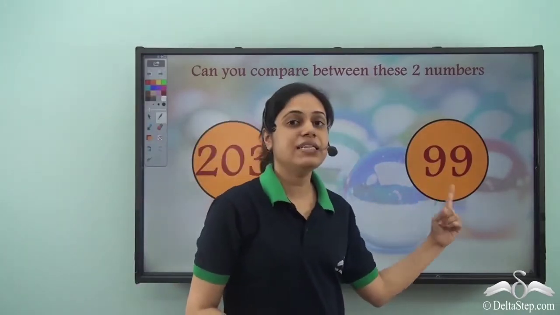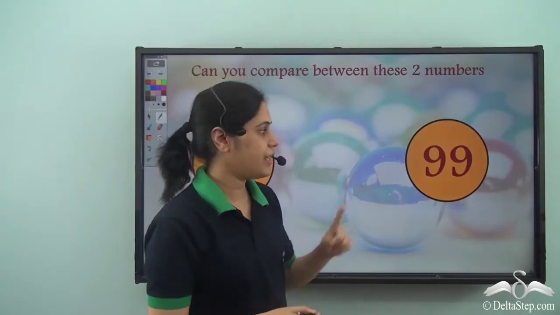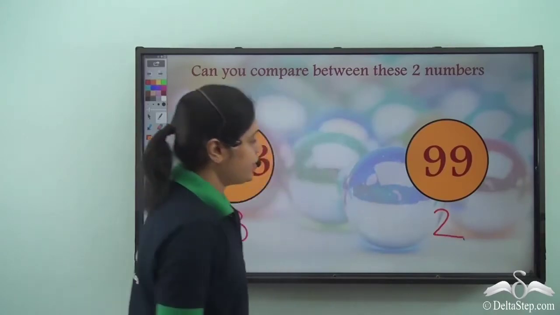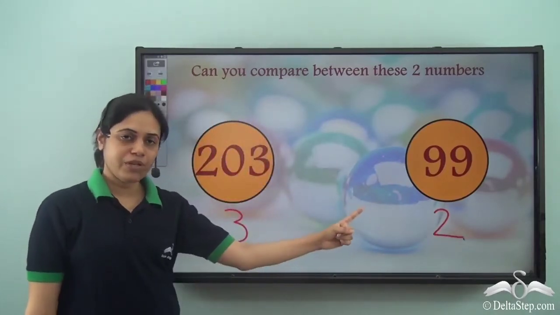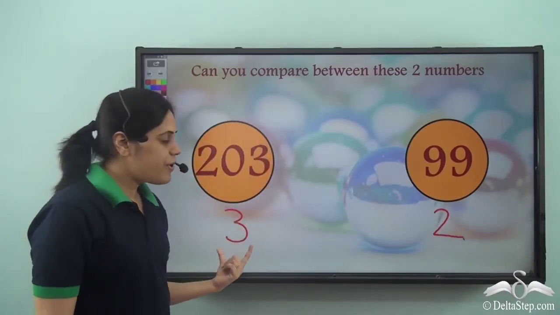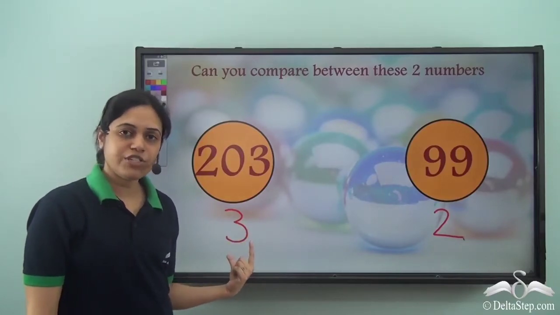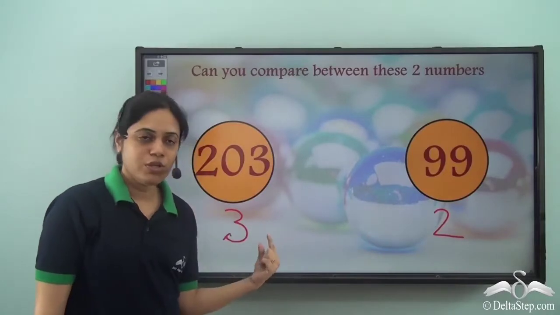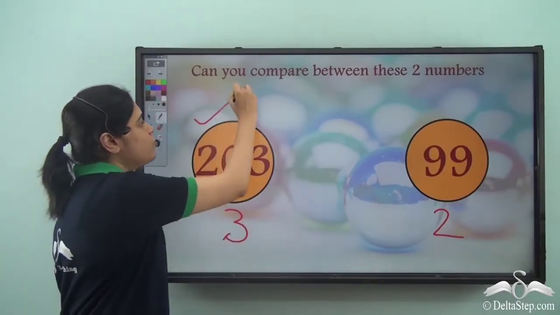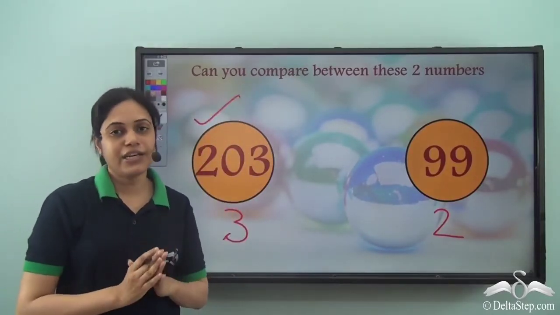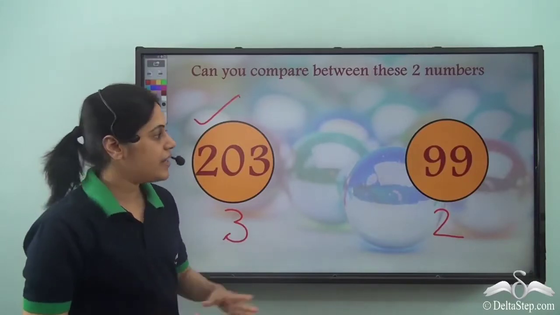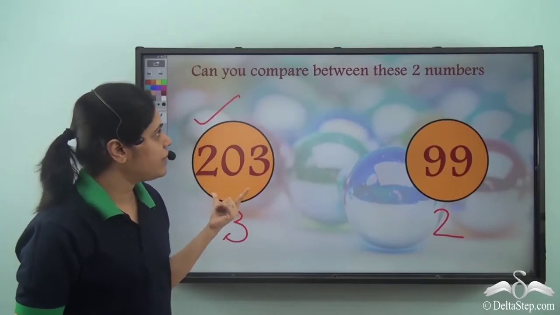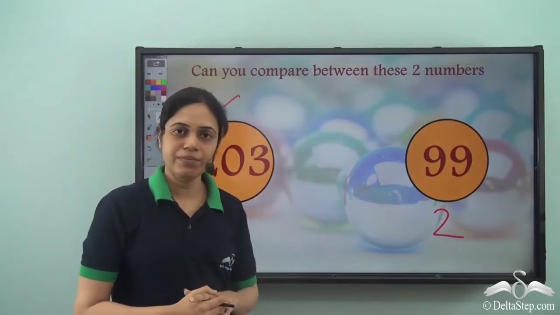This is 99. How many digits are here? 2. This is a 2-digit number. Now, the number which has more digits will be bigger. 3 is more than 2. So this number 203 has more digits than 99. So 203 will be bigger than 99.